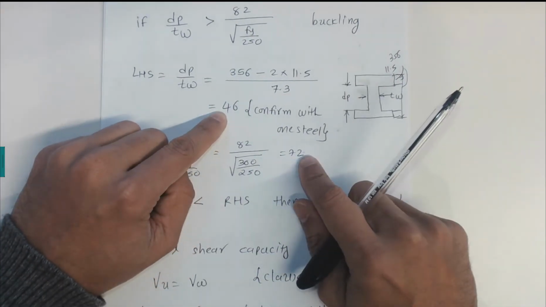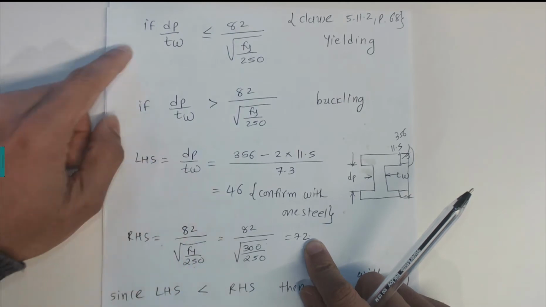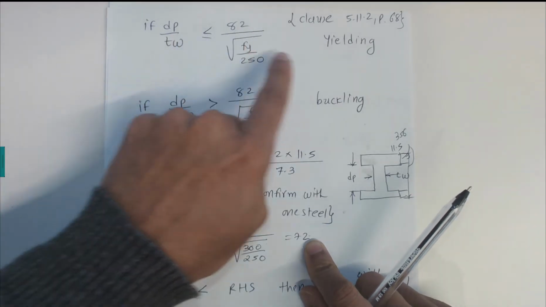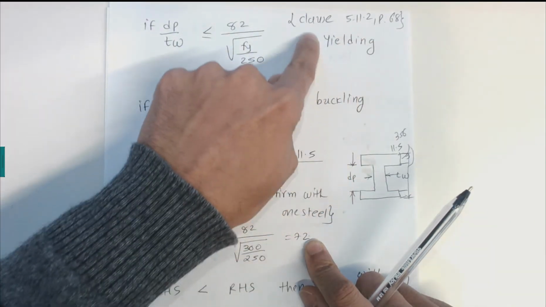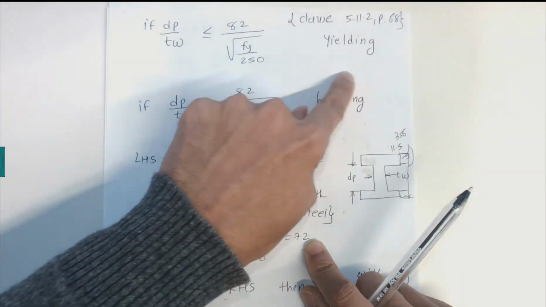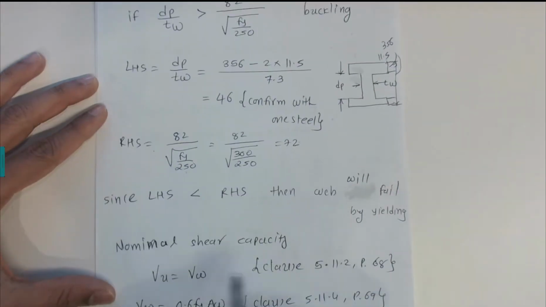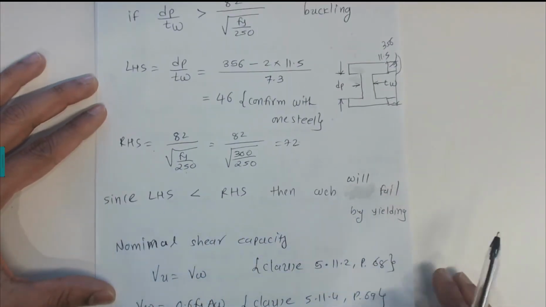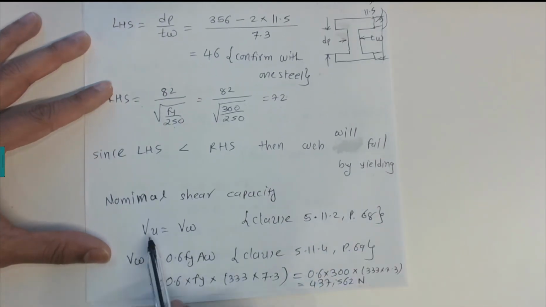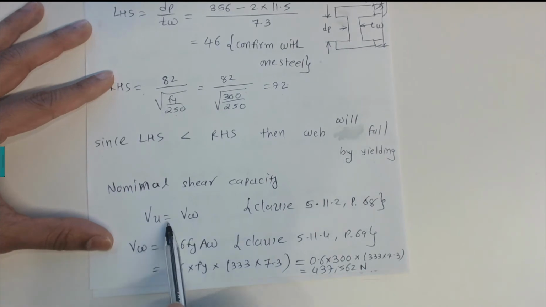46 is less than 72. So comparing here, 46 is less than 72. So the beam fails by yielding in the shear. So the left hand side is right, then the web will fail by yielding. Now for yielding, we have an equation to calculate the shear capacity. Vu is equal to Vw.